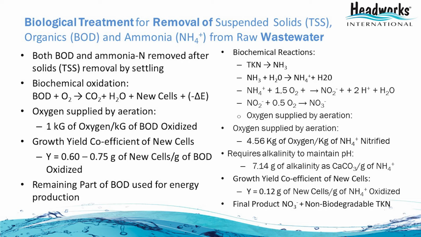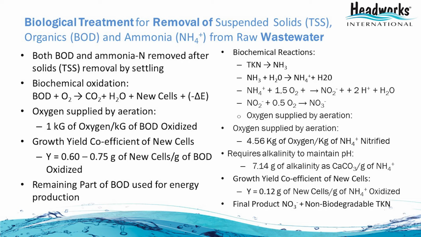And oxygen is supplied in the form of aeration, and 1 kilogram of oxygen or 1 pound of oxygen is necessary for every pound of BOD. And there is a production of new cells, and this growth ratio is expressed as Y, or growth yield coefficient. 60 to 75% of the BOD that is in the wastewater is utilized in the growth of new cells. So where does the remaining go? The remaining part is oxidized to produce the energy, which is given in the equation as minus delta E.